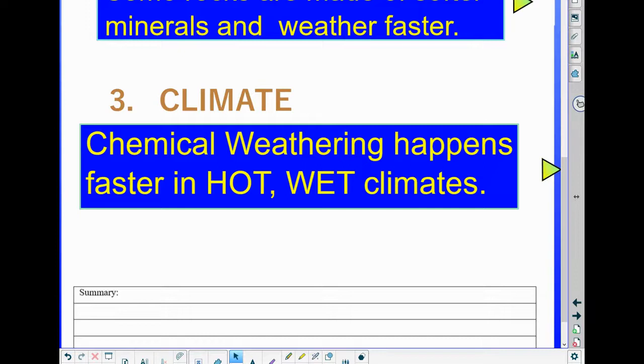This is no surprise, since when we talked about chemical weathering, we talked about how water, carbon dioxide mixed with water, and oxygen cause most of the chemical weathering. That's going to happen more in a hot, wet climate.